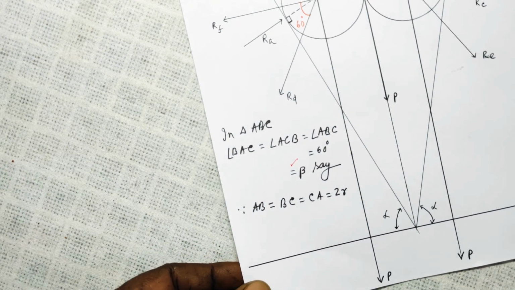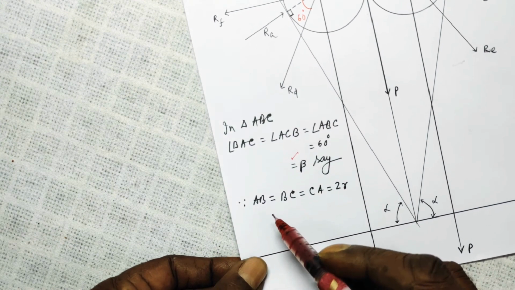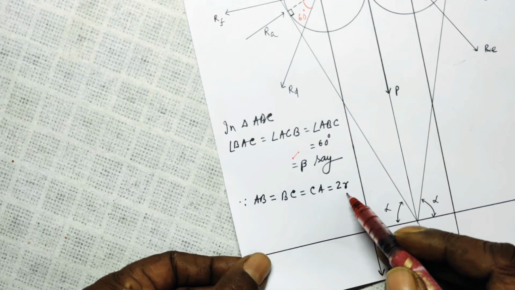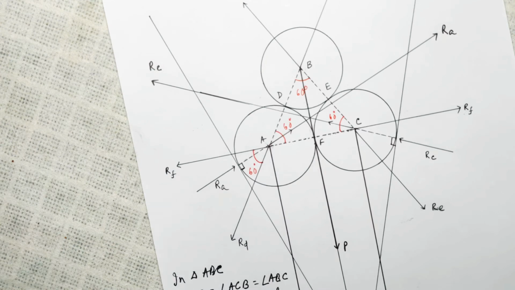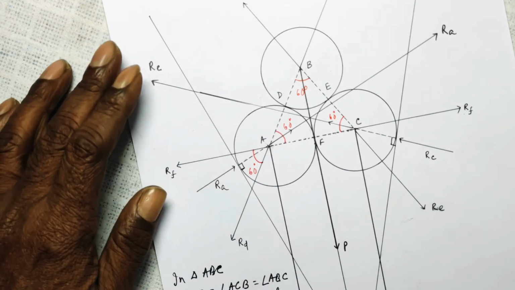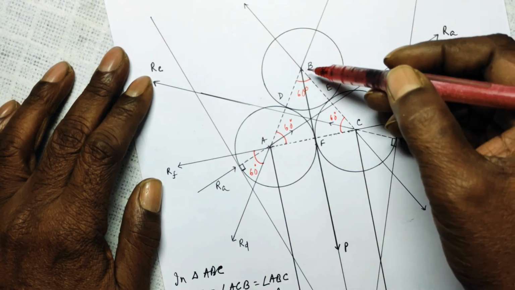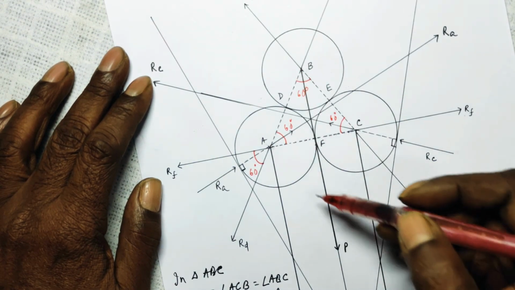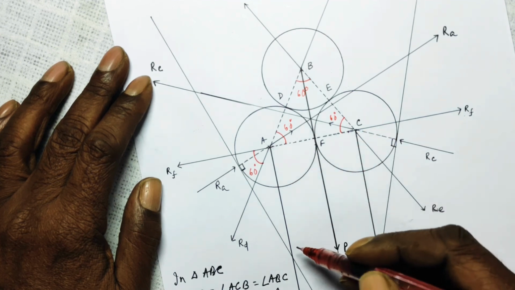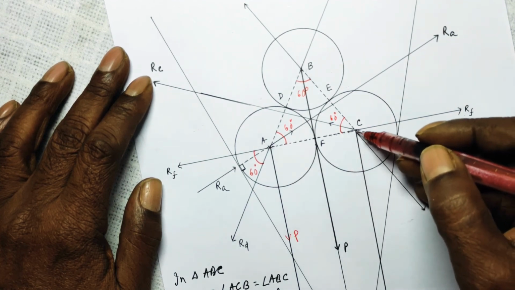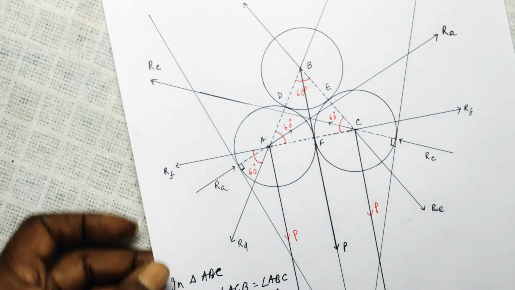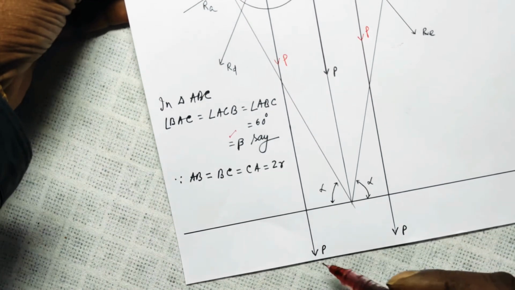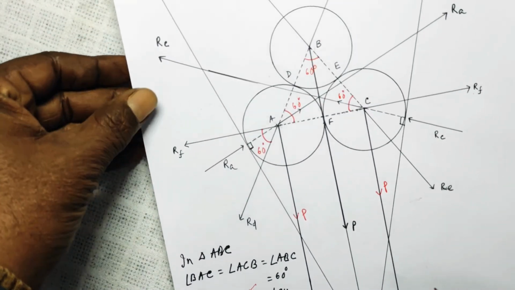Now, since AB is equal to BC is equal to CA is equal to 2R, the length of each side of the triangle ABC. Now, its weight is acting vertically downward, P. Its weight is acting vertically downward to this side is P. Its weight is also acting vertically downward to this side also P, which I have shown here.